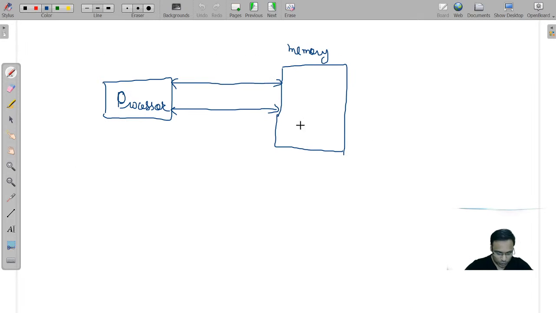Here also the question is, suppose you have two sets of buses. This is the first set of bus: address bus, data bus, control bus, and another set of bus: address bus, data bus, control bus. Can the processor now fetch instruction and data from memory simultaneously using these two buses? My answer is no. Not at all possible. No simultaneous access.